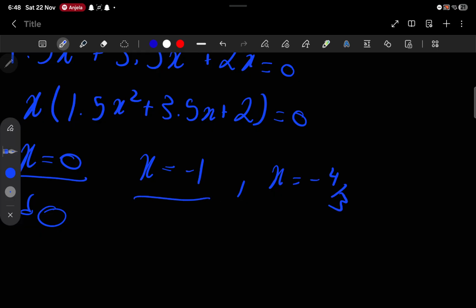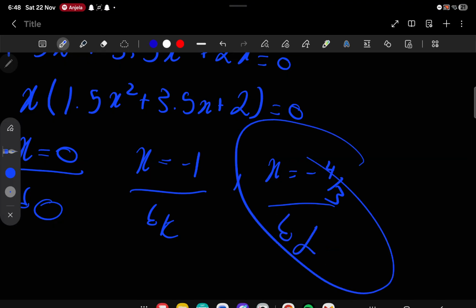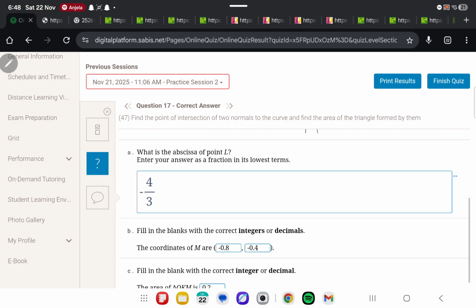Now, x equals negative 1 is given to me as point K. This is point L. This is the abscissa, which is what I don't know, and this is what I need. So this is my answer: negative 4 over 3, which, as you can see, is what they want you to put.